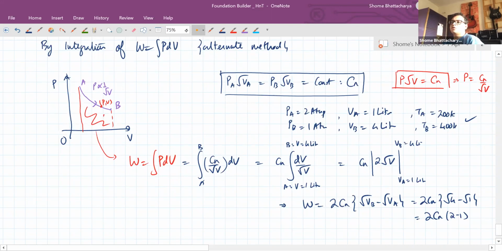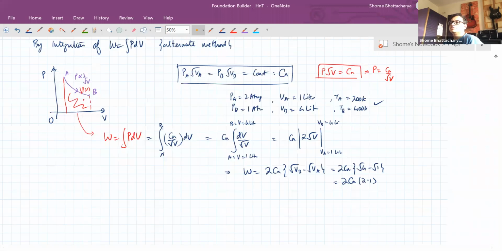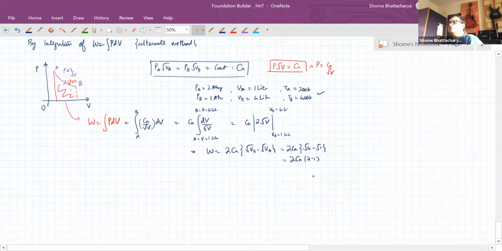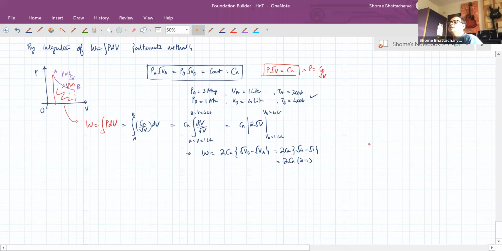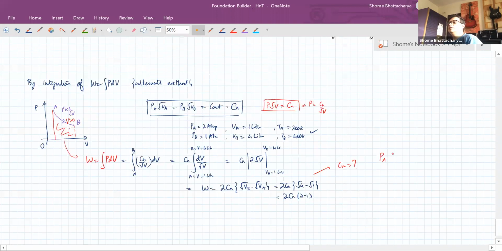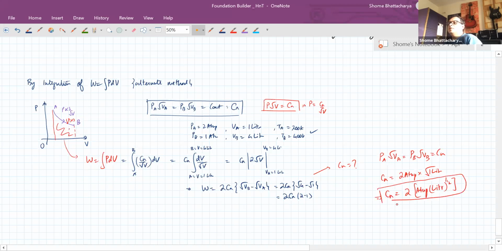Now the only thing is, how do we find out the value of the constant so that we can find out the work done in joules? So now the next thing is, what is the value of the constant? Okay, so we can see that PA root VA is equal to PB root VB is equal to that constant. So that constant's value is pressure at A, which is 2 atmospheres into square root of volume at A, which is 1 liter. So it is 2 atmosphere into liter to the power half. It's a physical constant. Okay. So we plug that in over here now.